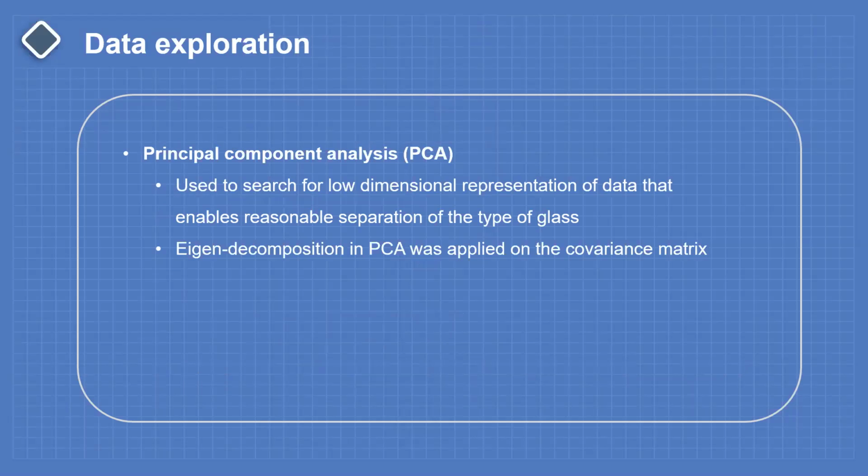To get more insight and understanding of the data, we perform principal component analysis, PCA. PCA is used to search for a low-dimensional representation of the data that enables reasonable separation of the types of glass. Eigen decomposition in the PCA was applied on the covariance matrix. Next.